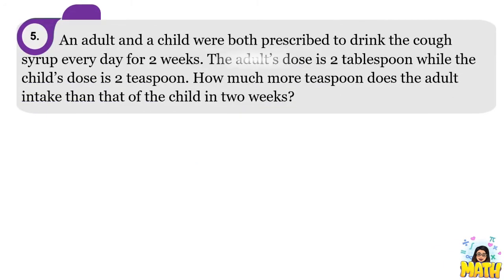Let's have the last problem. An adult and a child were both prescribed to drink the cough syrup every day for 2 weeks. The adult's dose is 2 tablespoons, while the child's dose is 2 teaspoons. How much more teaspoon does the adult intake than that of the child in 2 weeks? Based on the given, we have 2 dosage here, 2 tablespoons for the adult, while 2 teaspoons for the child. So an adult must intake 2 tablespoons per day, while the child must intake 2 teaspoons.